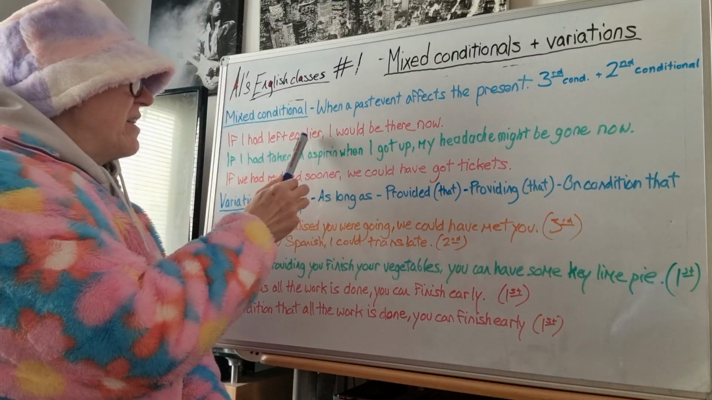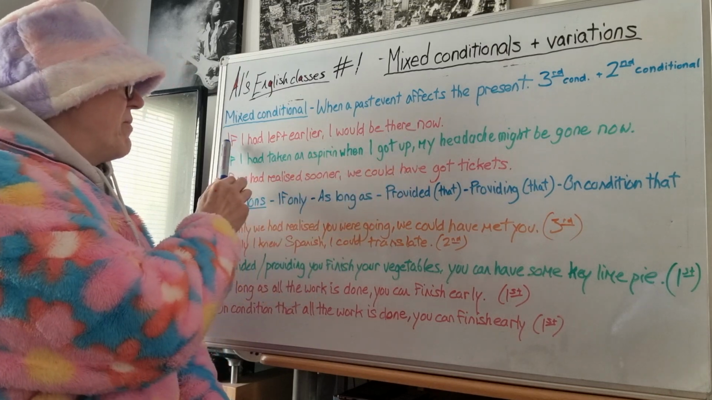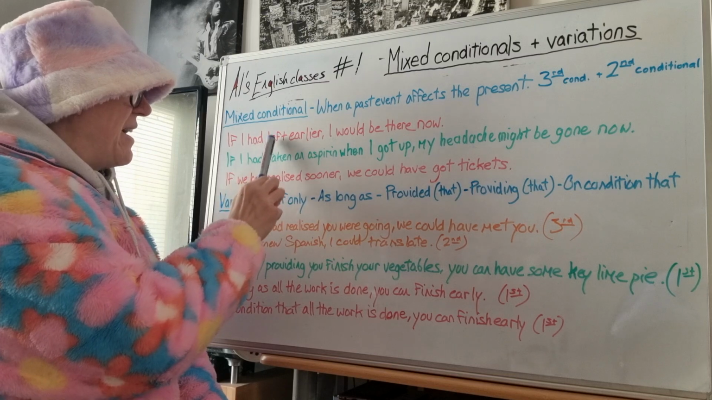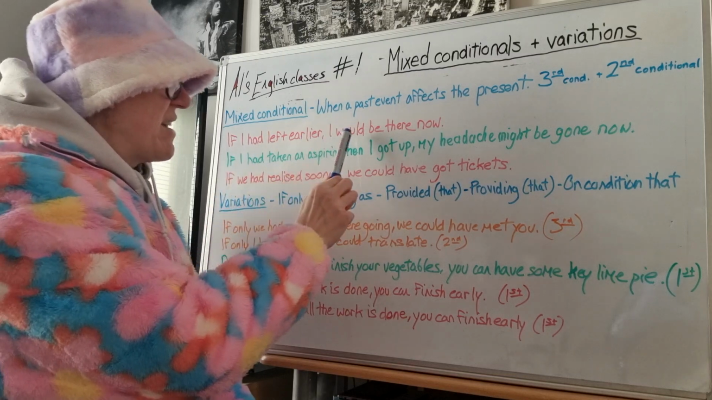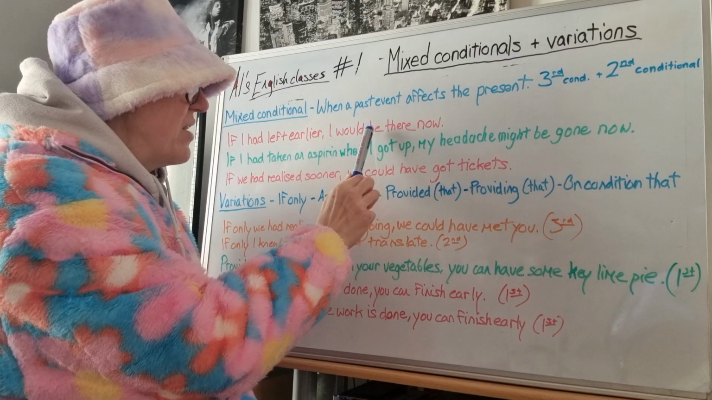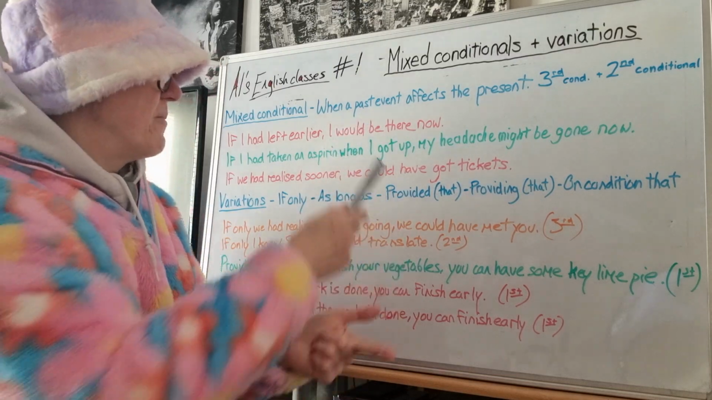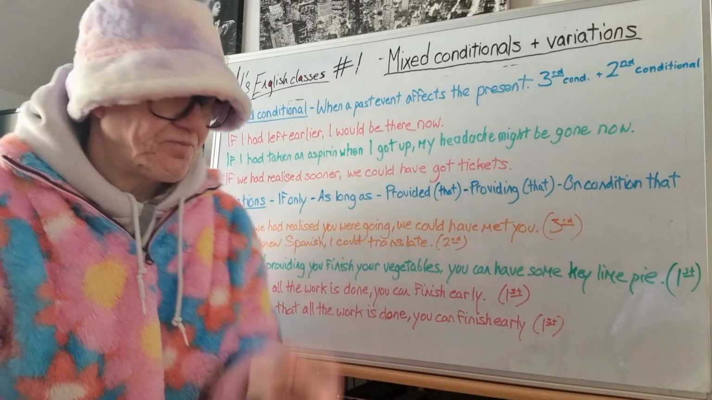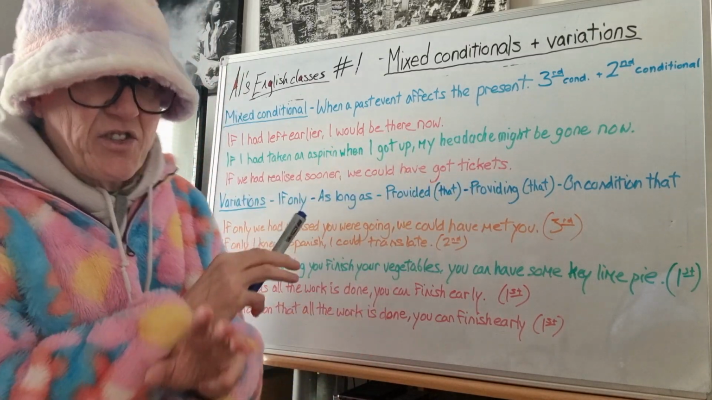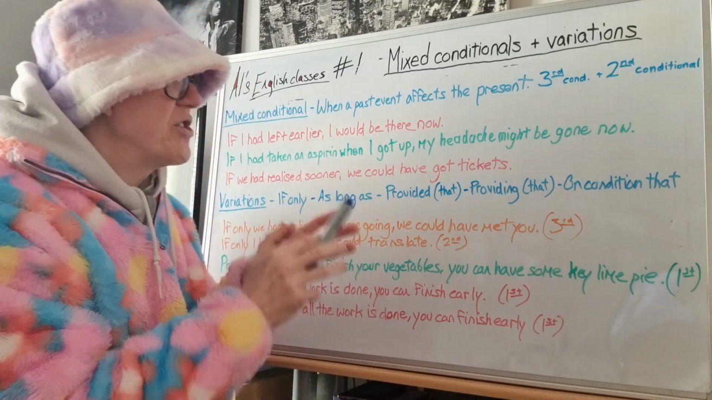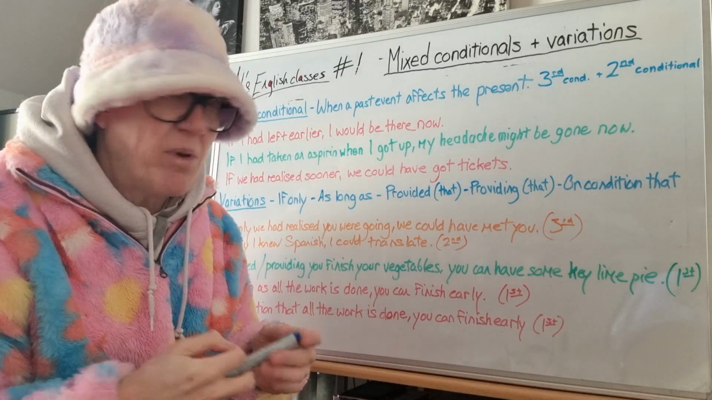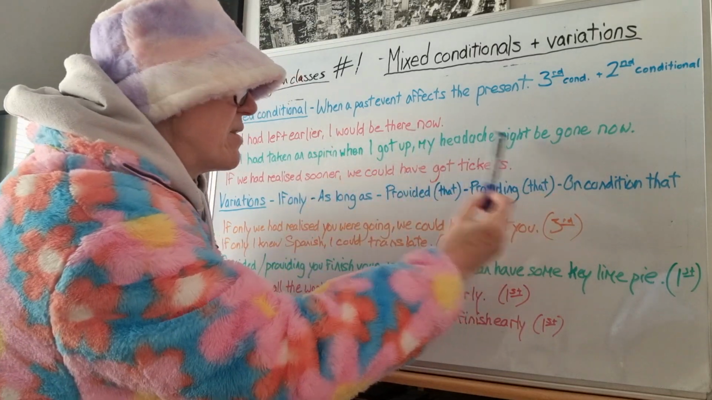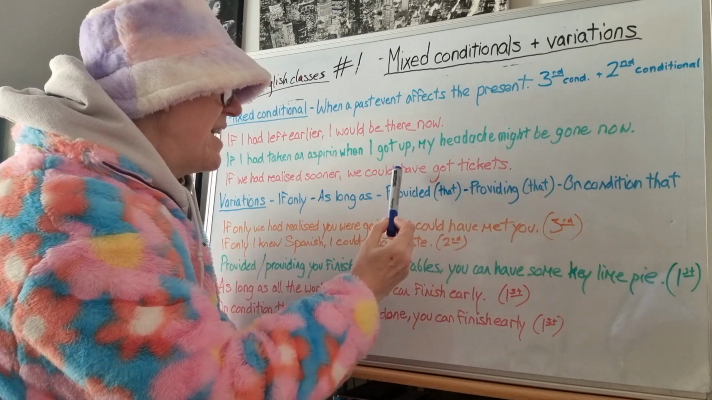If I had left earlier, I would be there now. Okay, third conditional, past perfect, had plus past participle, had left. If I had left earlier, second conditional, would plus infinitive. Second conditional, would, could, or might plus infinitive. Okay, so you can see there's no doubt. If you know the conditional rules, it takes a while to remember, but if you know the rules, you can see it's clearly a second conditional because it's would, could, or might plus infinitive.